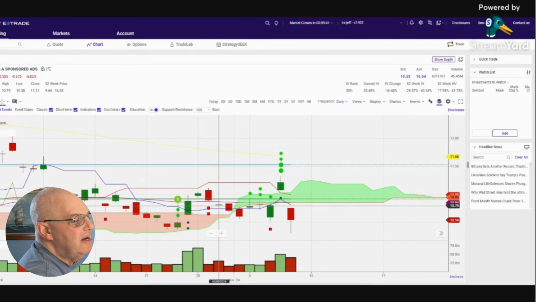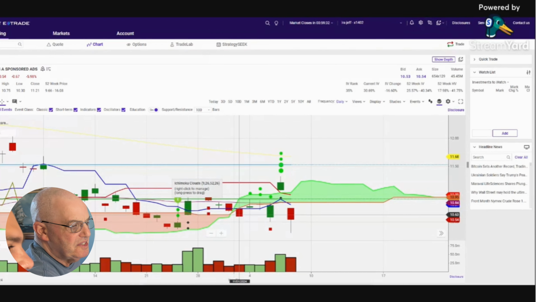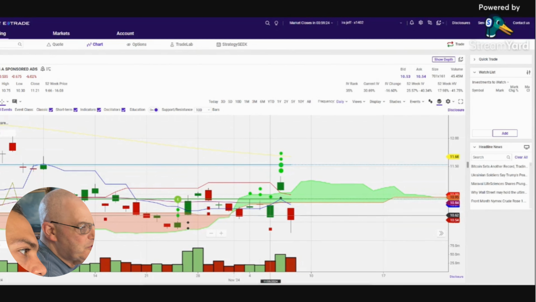So here, it's going down. There's no signal now because it didn't go into a cloud. It skipped down. But here, look at this. It went in the cloud here, in the cloud here. This is green, so it's not a trade for a short.